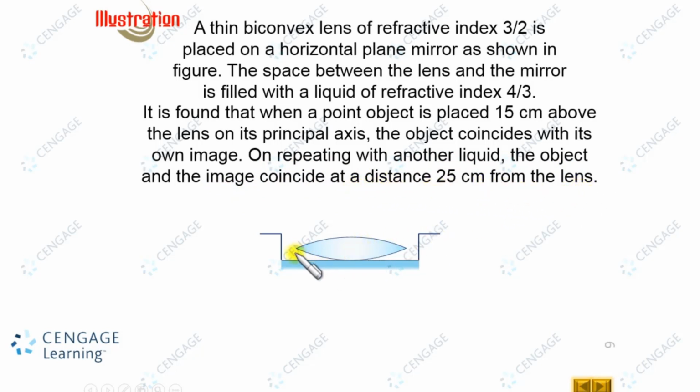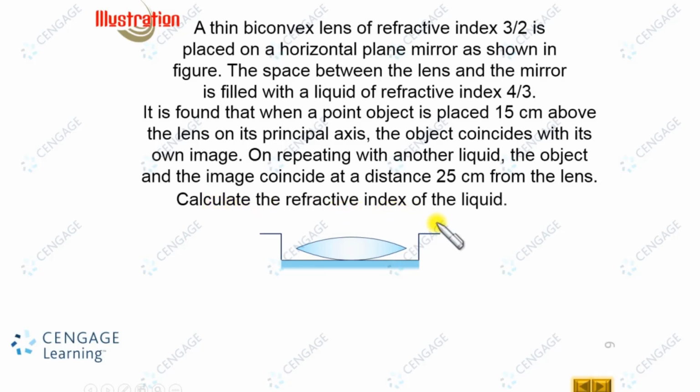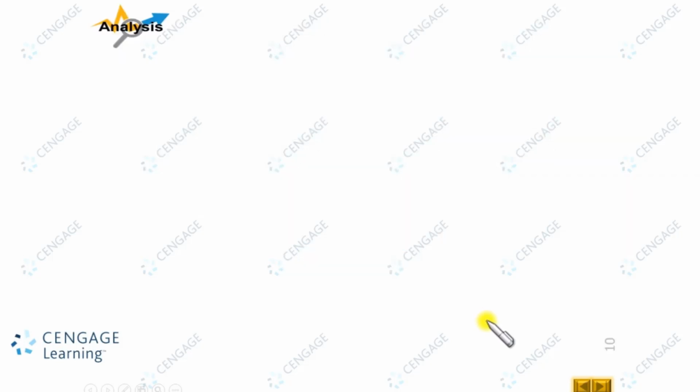That means if we replace the previous liquid with a liquid of unknown refractive index, the object and image both coincide at a distance 25 centimeter from the lens, and here we need to calculate the refractive index of the liquid. This is the question, right? So let us make the diagram on the next page.